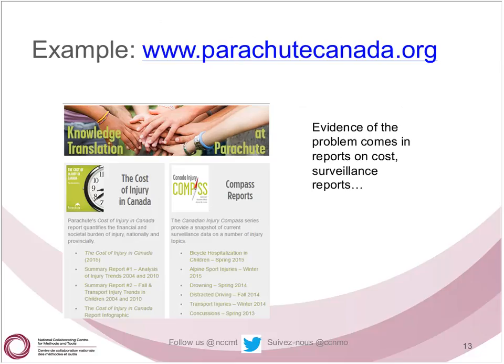So we have some evidence about the problem. And so I give an example here of Parachute Canada, where if you go to that excellent website, you can see reports on evidence of the problem, and there are some reports on the cost of injury. There are surveillance reports about a number of injury topics. So we're just seeing here bicycle hospitalization, alpine sport injuries, drowning, and so on. Okay. So lots of good sources out there for evidence of the problem, Parachute being one of those.